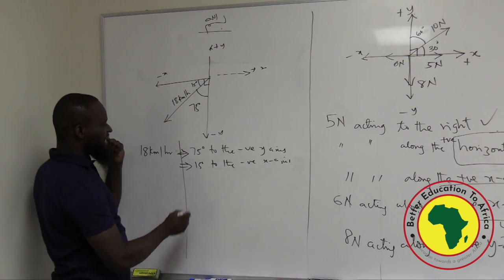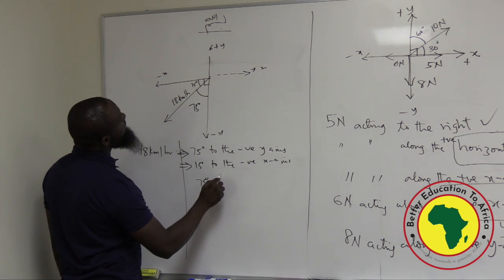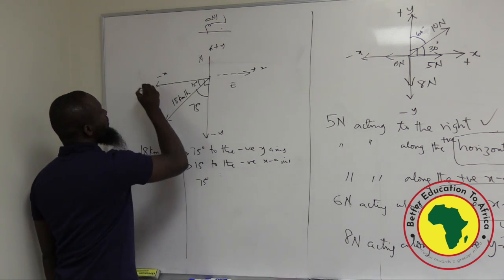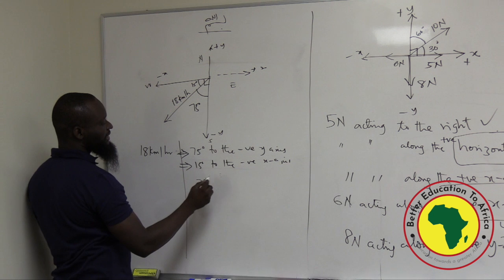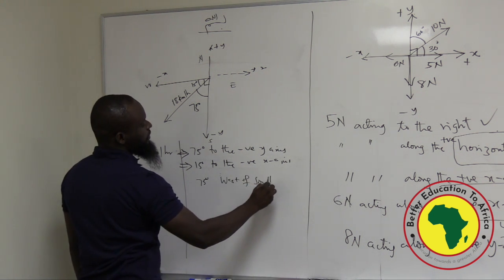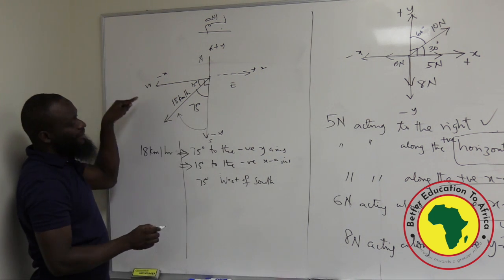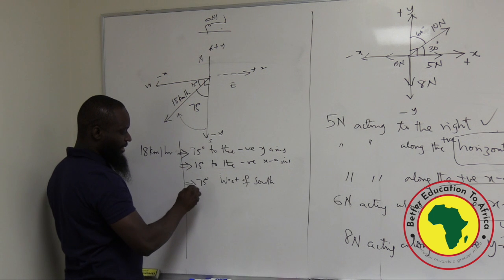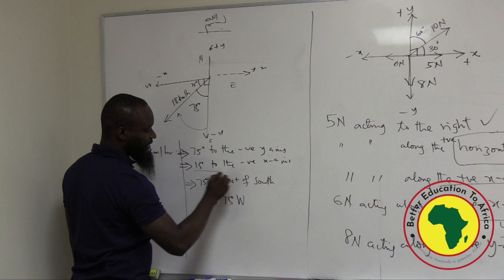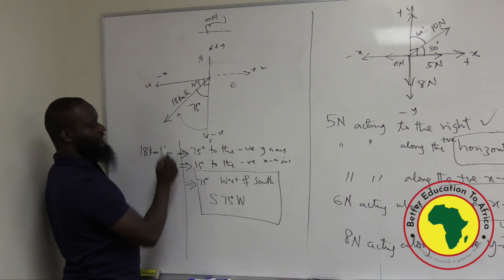Or I say 75 degrees, this is north, east, west, south. So I say 75 degrees west of south. So it means I start from south and move 75 degrees towards the west, which I can describe as: from south, I measure 75 degrees west. So these two are the same. 75 degrees west of south means start from south, measure 75 degrees towards the west.